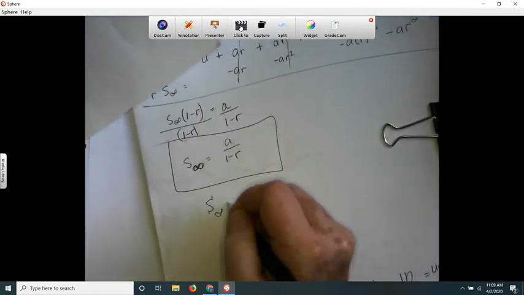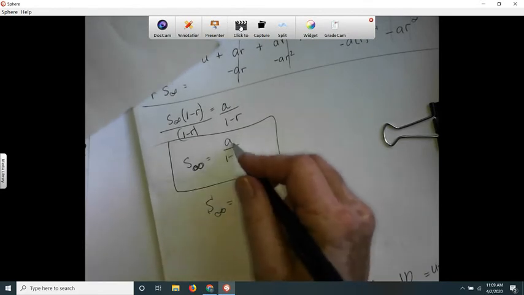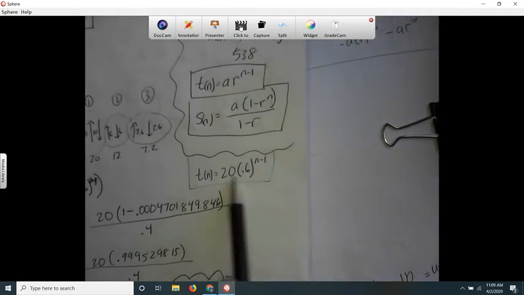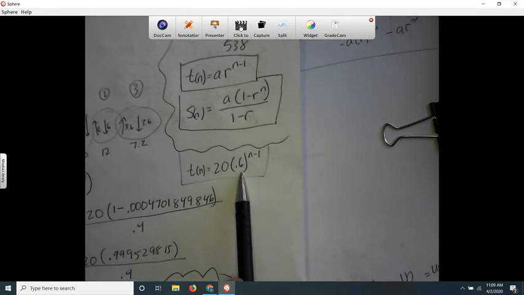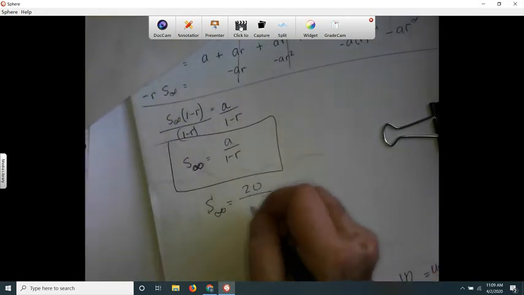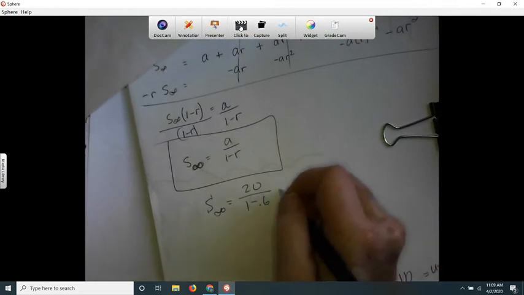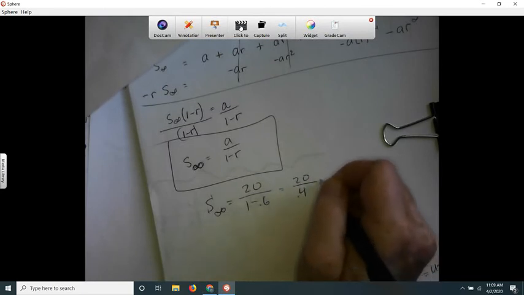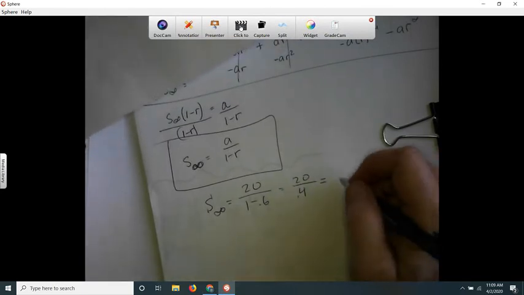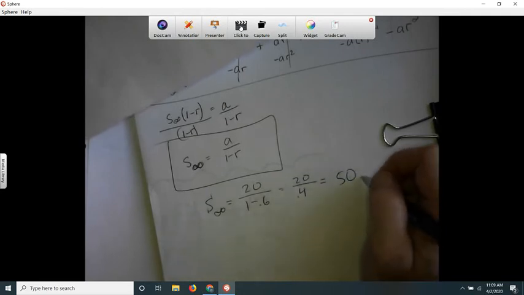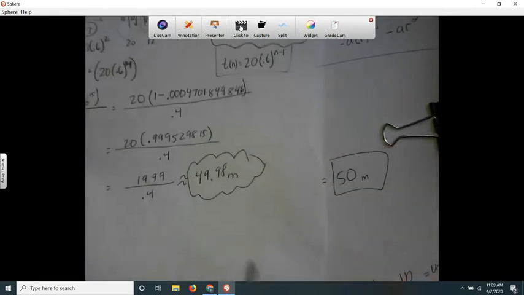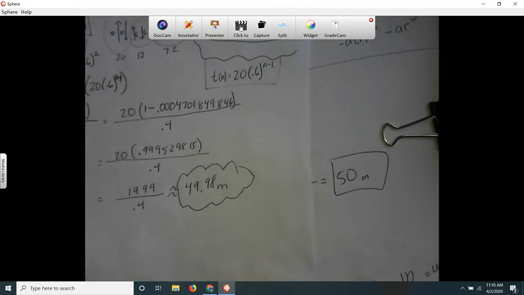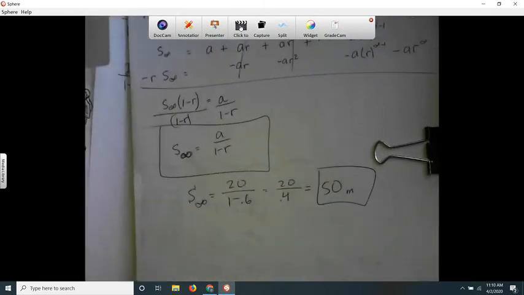That's infinity. So A was 20 in this problem, remember? 20 was A, and then r was 0.6. So that is 20 divided by 0.4, and that ends up just being 50. Now, isn't that so close to 49.98? Because the longer you let it bounce, it's just adding this tiny, tiny, minute amount.